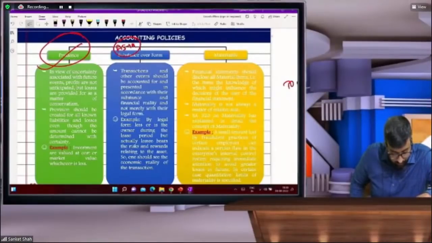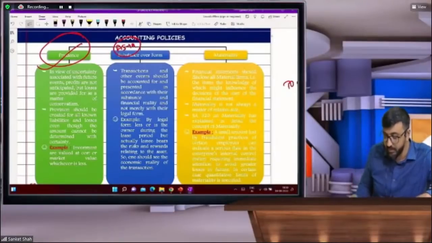The third is substance over form, that legal ownership is not important, but yes, substance is important.